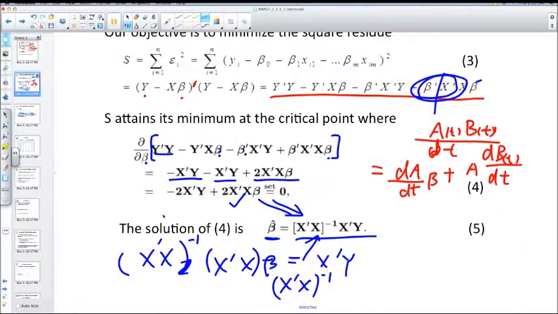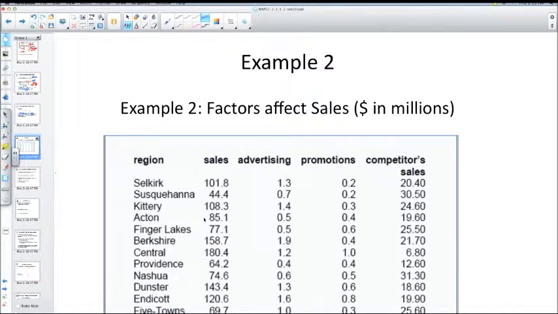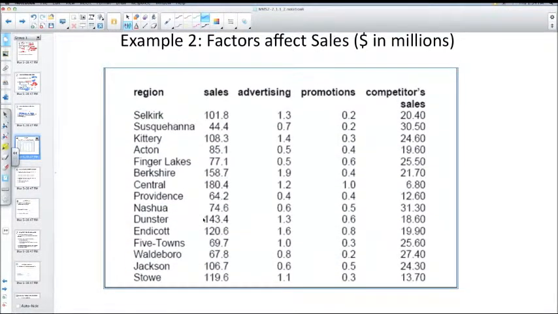Maybe solve manually. It's only realistic when the n and m are small. But if it's big, no problem. You solve it with MATLAB or a software tool. That's what we use all the time. Let's look at this example. It's not about chicken. It's about the investment in advertising and promotion, and look at the computer's sales, to try to figure out the predictor of your own sales, based on the market data we collected.